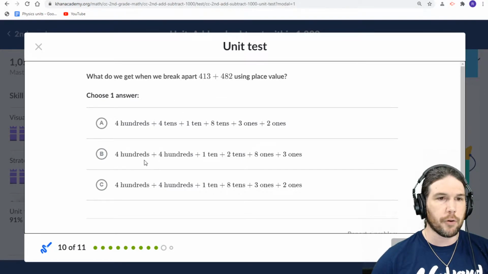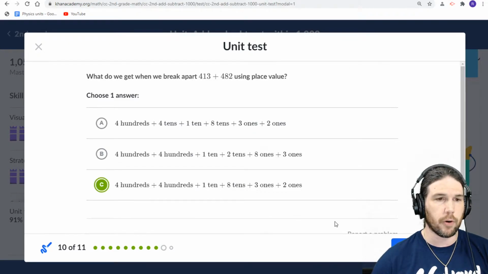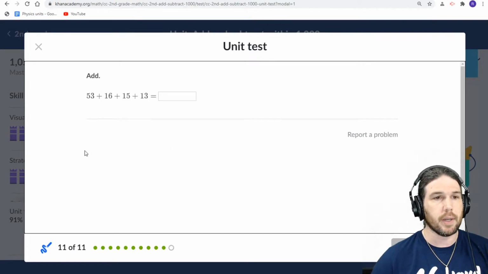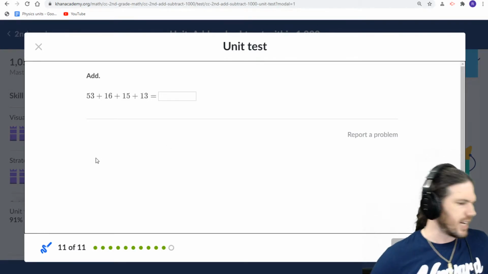Okay, so we get 400s and 400s. So far it's only B or C. 110 and 8 10s, and we've already got it. Once you eliminate the wrong answers, just go for it. This one, let's actually write this one out.